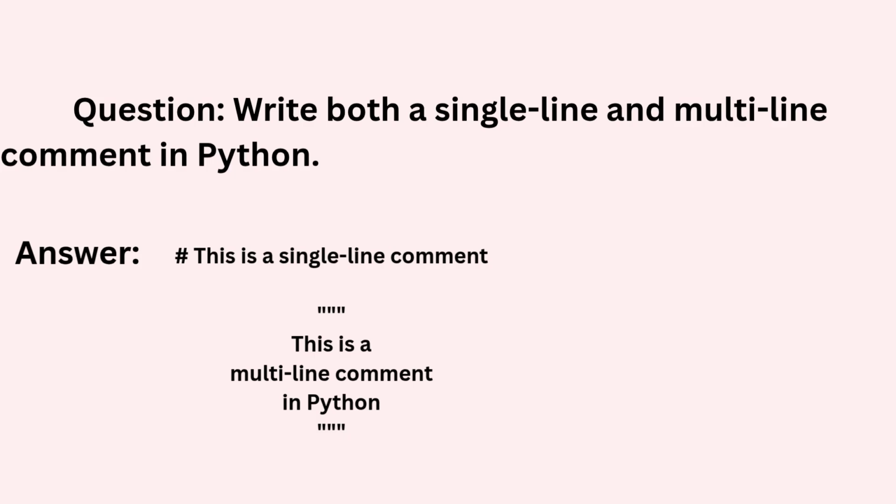Now question number 6, based on comments. Write both a single line and multi-line comment in Python. As discussed, we use hash for a single line comment and triple quotes for a multi-line comment, so this will be like this. Remember one thing, comments don't affect your code, they are just for clarity.